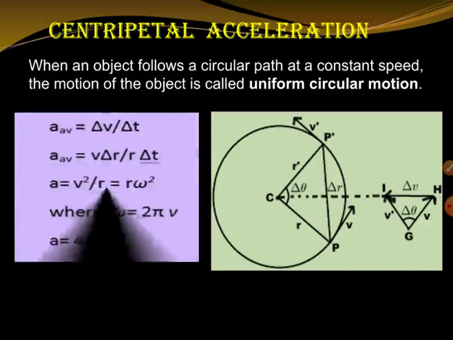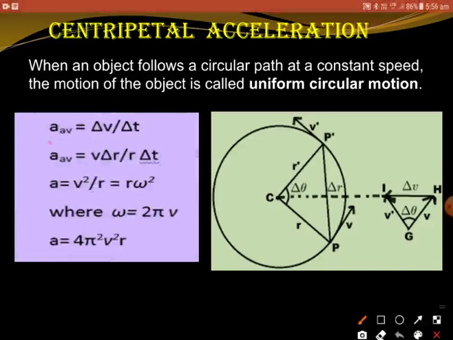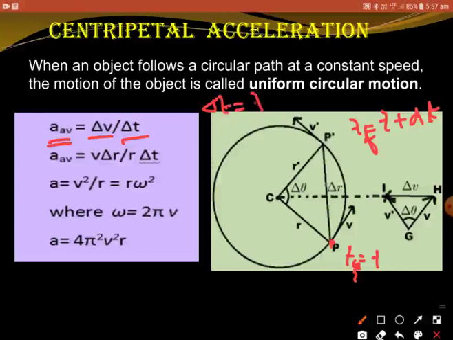So let's see. Here, when we try to find the average acceleration, we take the change in velocity to the change in time. Suppose the body is at position P at time t, and after some small interval of time, say t is equal to t plus dt. Let's take this as the initial time, ti, and this as tf. So your time interval delta t will be tf minus ti. That means t plus dt minus small t, which will be nothing but dt.